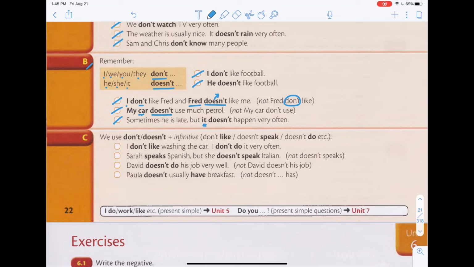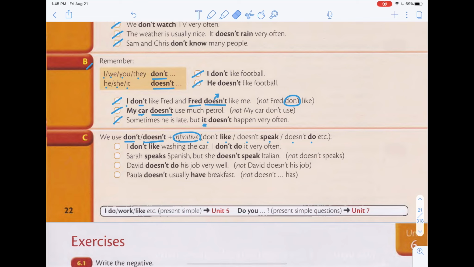Let's see. We use don't and doesn't plus an infinitive. Infinitive means it goes on forever, which means it's like just a normal word. So don't like, doesn't speak, doesn't do, which is the simple, basic word, right? Nothing special done to it. So speak, do is just the base form of words. So if you're using don't and doesn't, you are going to use the base form of words.